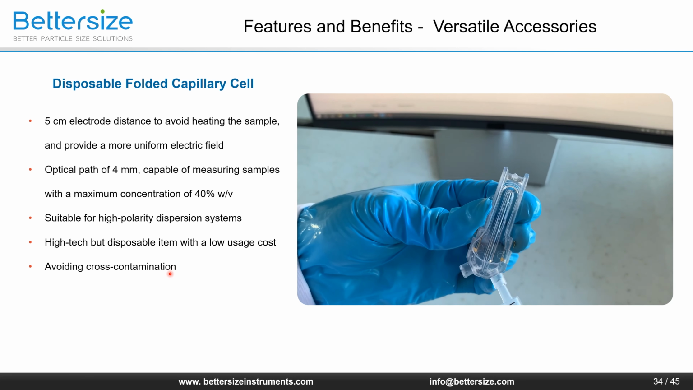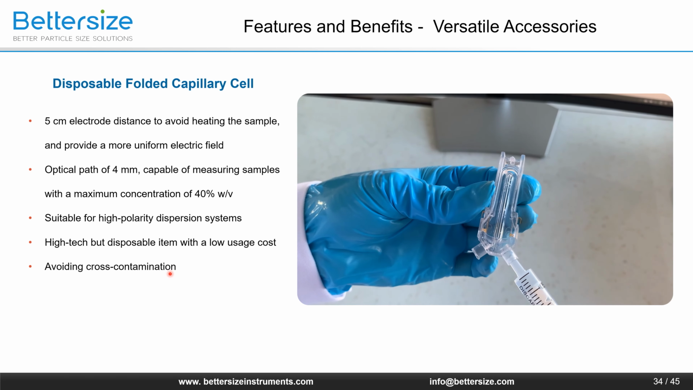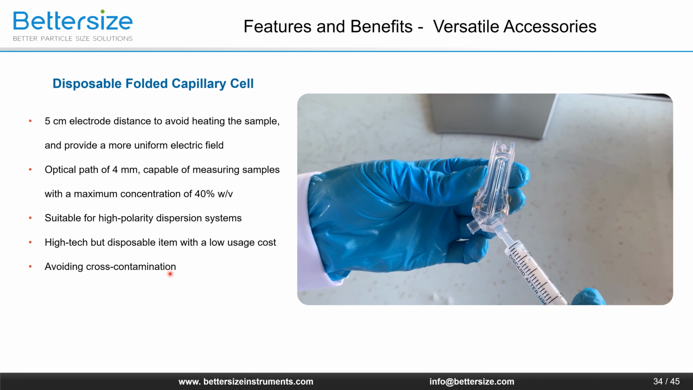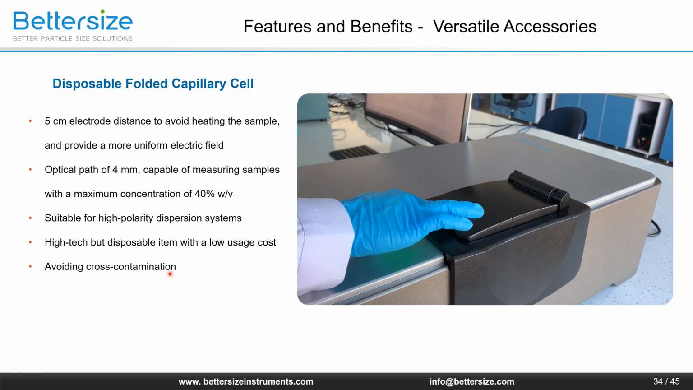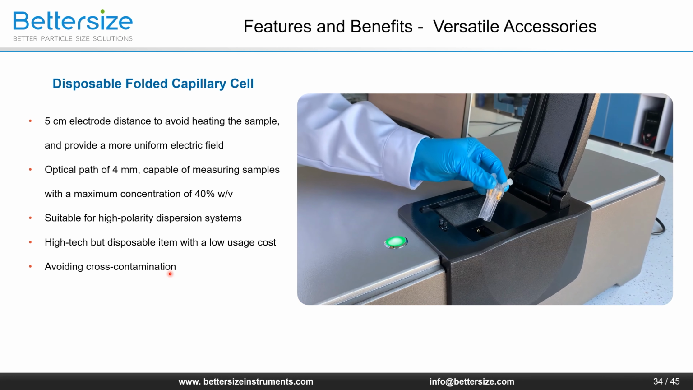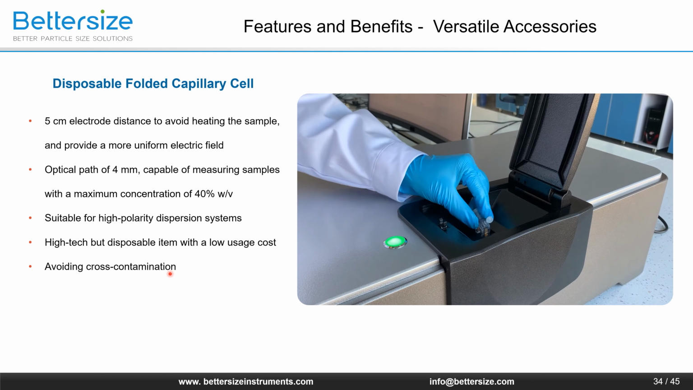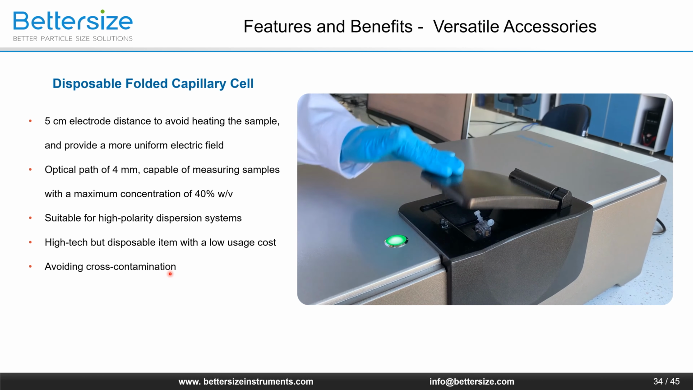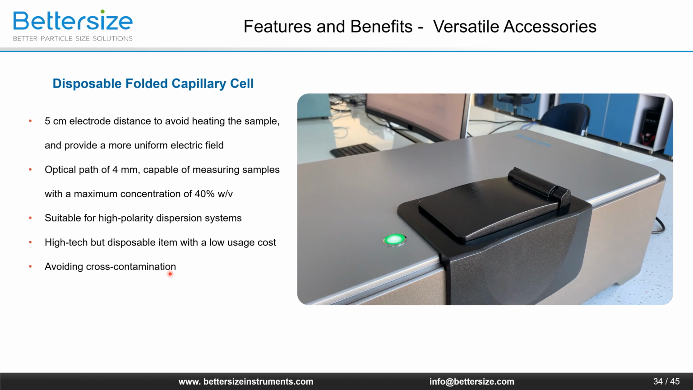It is easy to use when we are performing a measurement. Slowly add the sample from the syringe or dropper into the folded cell, and make sure that the amount of sample just immerses the electrodes, and then insert the cell into the sample holder. Following these steps, the sample preparation is finished for zeta potential measurement.